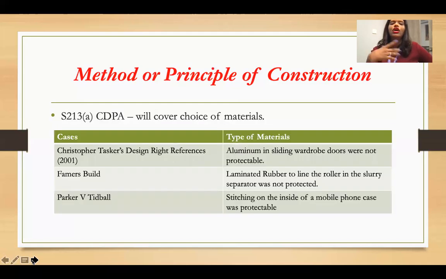So in the case of Parker, you look at the last case first. In the case of Parker, the court held that stitching inside of the mobile phone was protected. So if you say stitching, this is a method of construction. Why in Parker the courts allowed was purely because the court said that we only allow because the only way you can attain this is through stitching.